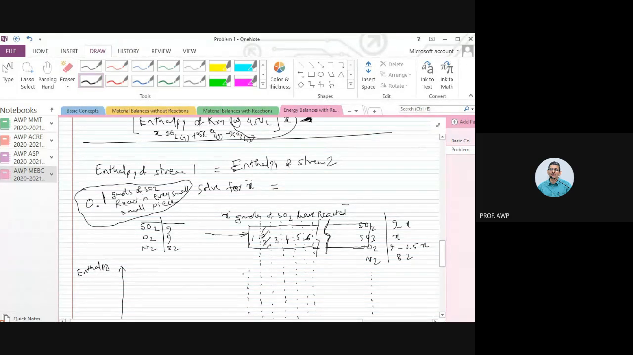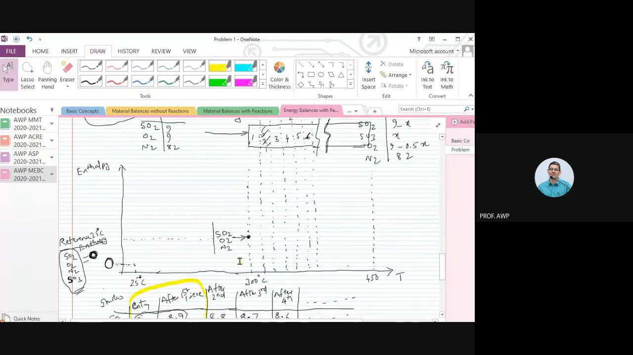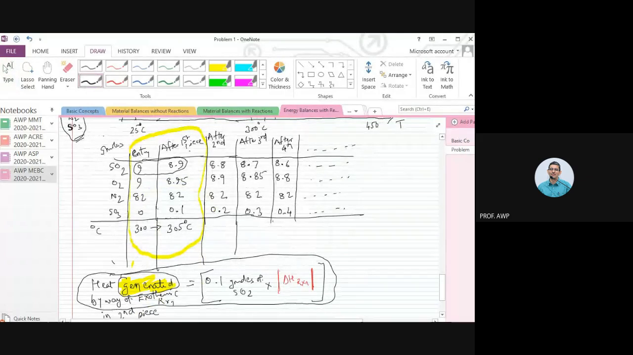In the second piece, what enters is SO2, O2, N2, SO3 at whatever temperature according to the CP, 305 degrees centigrade. Right? This is what is entering the second piece. What is coming out after the first piece is what is entering into the second piece. So in the second piece of the reactor, SO2 is entering, oxygen is entering, SO3 is entering, nitrogen is entering, but they are entering at 305 degrees centigrade. Do you agree with that?